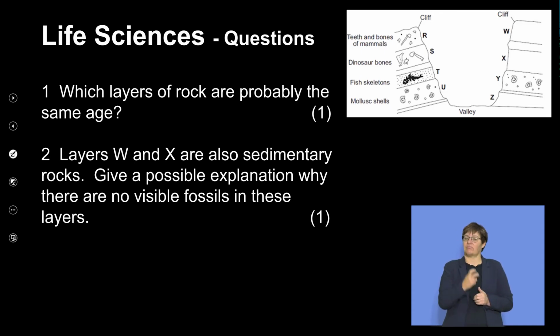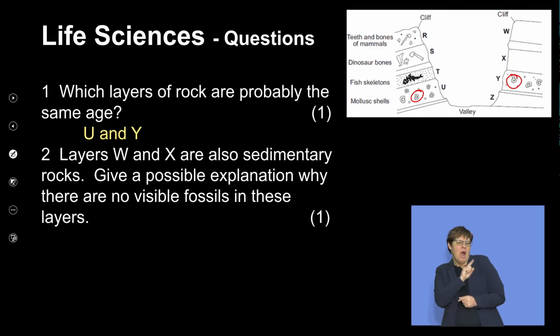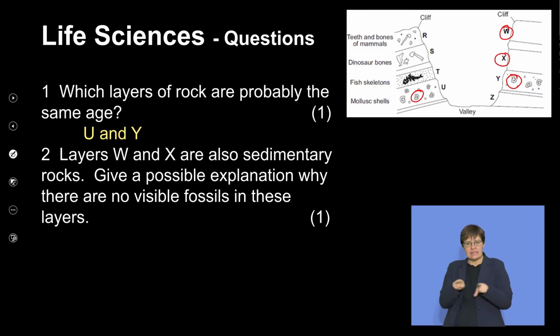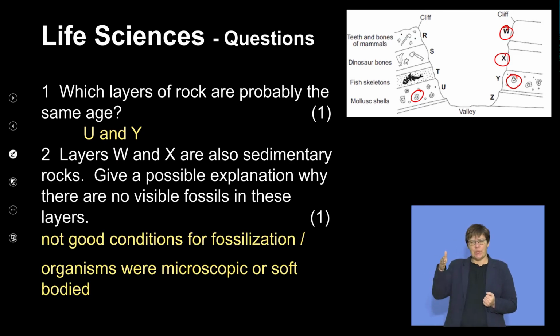Which layers of rock are probably the same age? And that would be rock U and Y. And why? Because they have the same fossils in them. Sometimes you might be asked to add on to that question, why do you say that they are probably the same age? And then you would talk about having the same fossils. Then, W and X, that's those ones there, are also sedimentary rock layers, but they don't have any fossils. What could be the possible reason for there being no fossils?